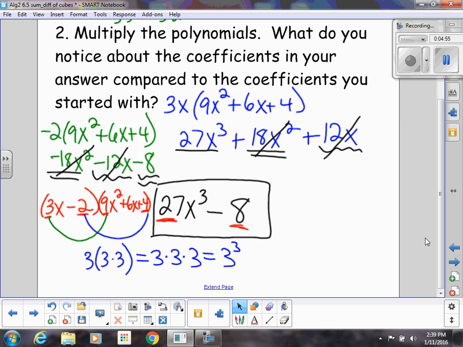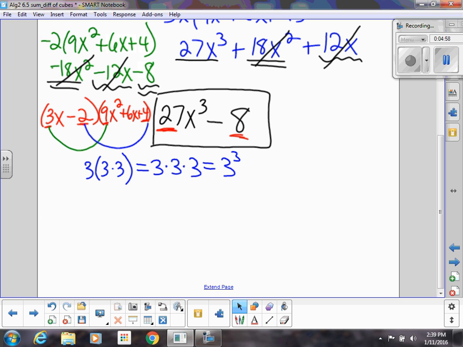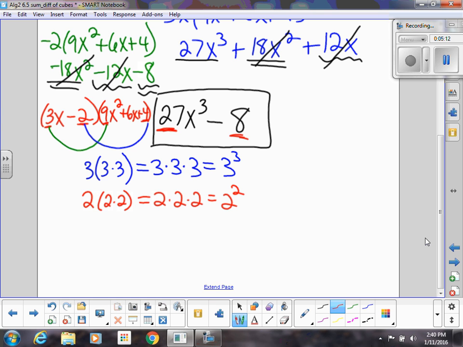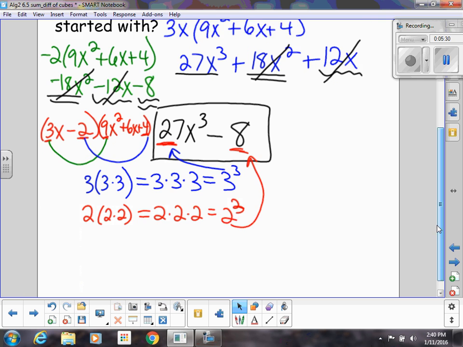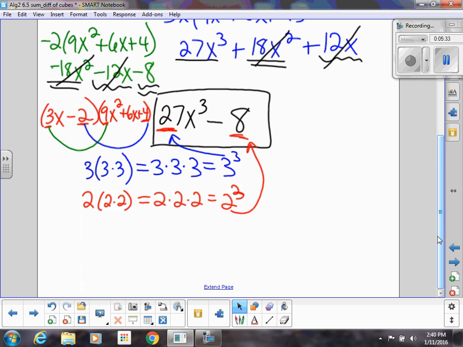Okay, same thing with the 2. We said 4 was the same thing as 2 times itself. So when I do 2 times the 4, 2 times 2 times 2, that's the same thing as 2 cubed. So 3 cubed is the same thing as 27, and 2 cubed is the same thing as 8. So when I multiplied those out, I got perfect cube numbers, right? So that's kind of interesting.